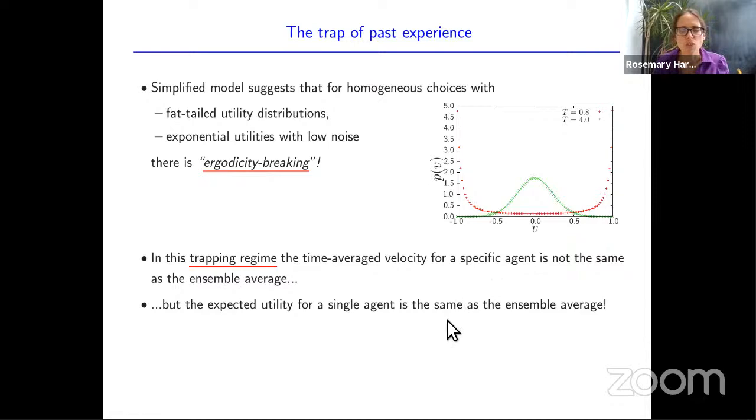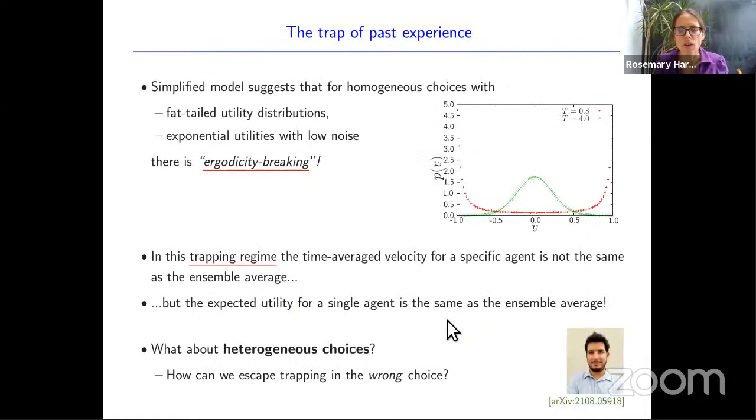It becomes much more serious in the case of heterogeneous choices, which has basically been the PhD work of this guy who's just finishing up now, Vangelis Mitsokapas. And the question then is, how can we escape trapping in the wrong choice? How can we avoid the case that we're deluded by some early experience and end up trapped in a choice which has lower expected utility?